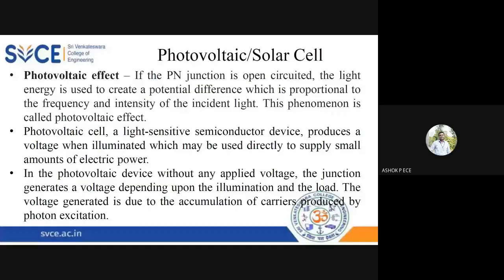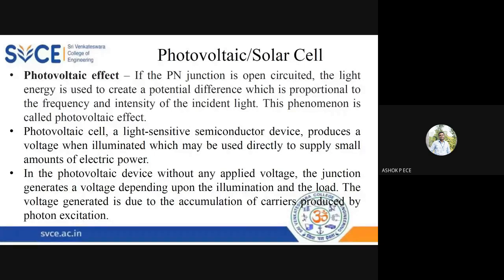Okay, so we are going to see today about photovoltaic or solar cell. So first we will see about photovoltaic cell, then we will see about solar cell. And again, we have been seeing about special semiconductor devices in this unit. So yesterday we have seen about the diode, photo transistor, optocoupler.